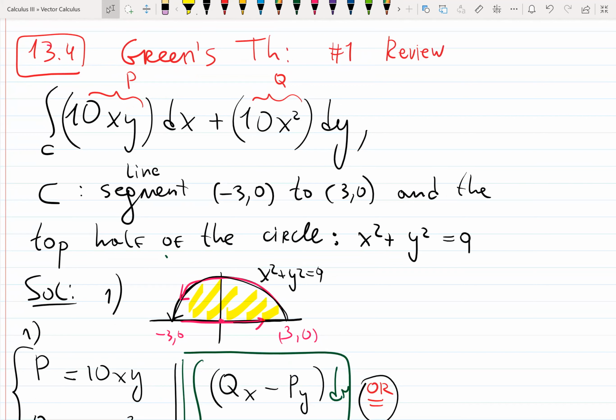The question says, use the Green Theorem to evaluate the line integral for the given positively oriented curve, which consists of the line segment and the top half of the circle. The line integral gave you 0 because it's closed. We're working in circles, basically.